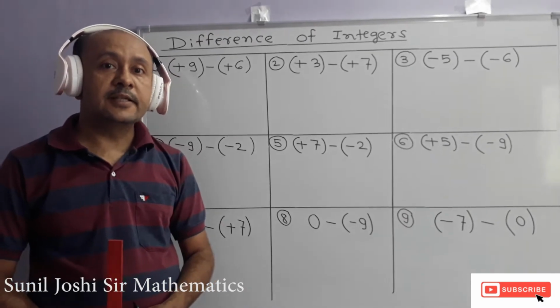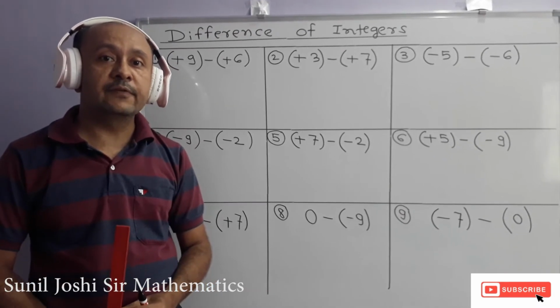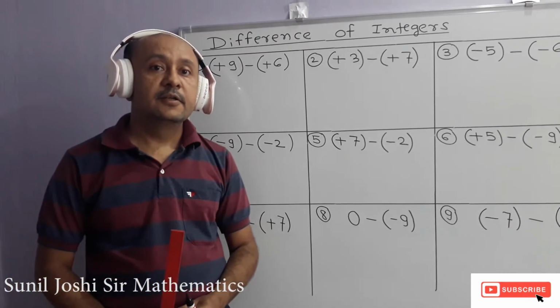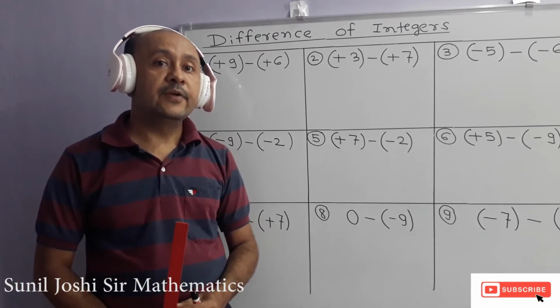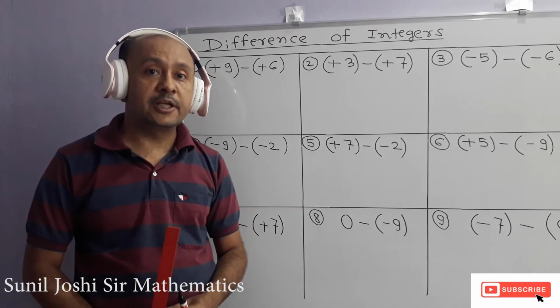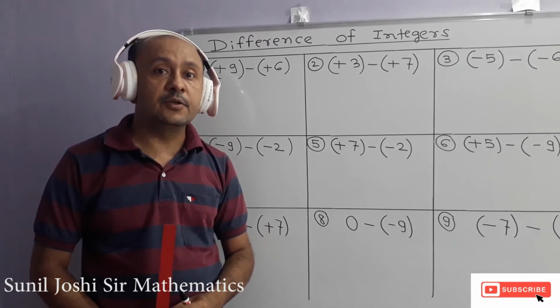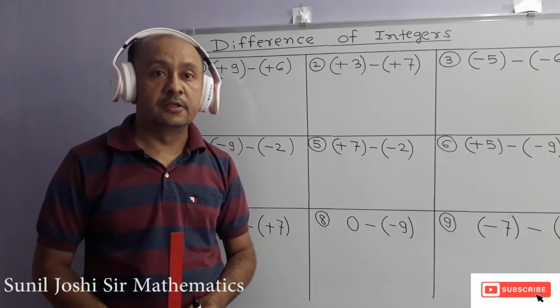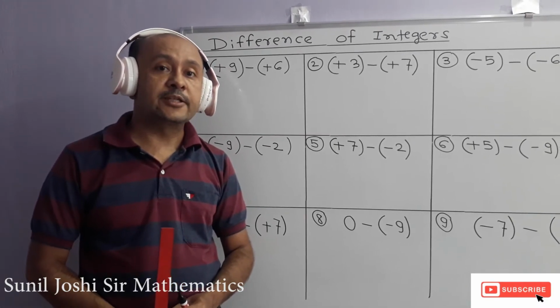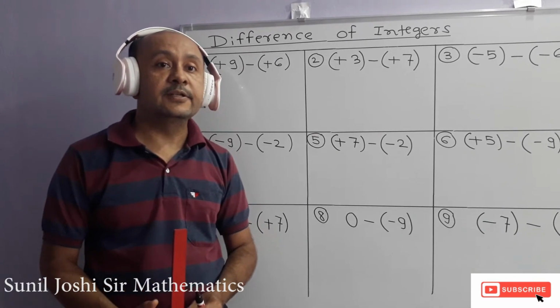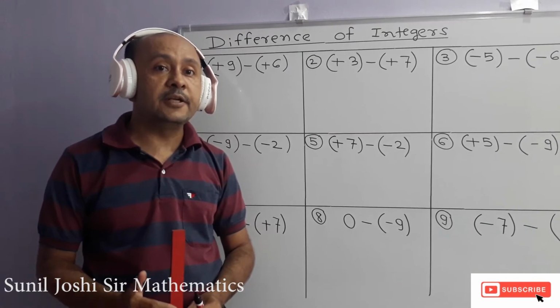Students, let us see the second operation, that is difference of integers. It is also called subtraction of integers. So be very careful when we are solving the examples of subtraction of integers, because subtraction of integers doesn't have special rules. So what are the rules of subtraction then? The subtraction is converted to addition in the first step by using the concept of opposite numbers.